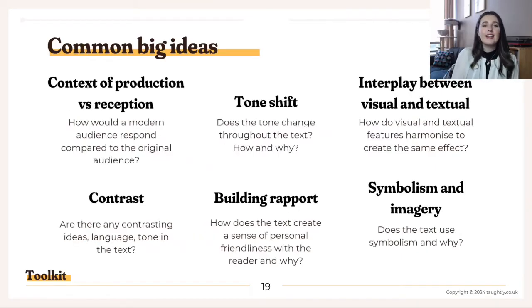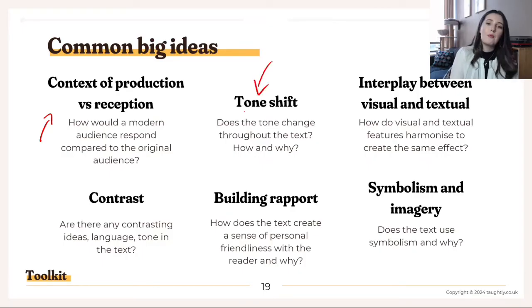Some more big ideas, you could have a paragraph about context of production versus reception. So for example, this text was produced in 1957. Would an audience in 1957 read this text differently to a modern audience today? So it's basically, how would people have responded to it at the time and place it was produced versus you today, right? So that could be an interesting topic for a paragraph.